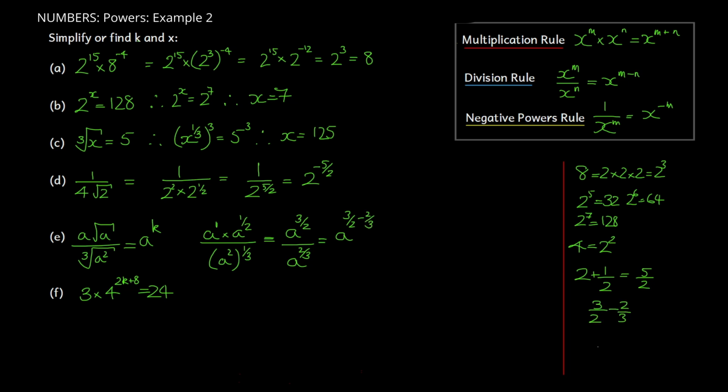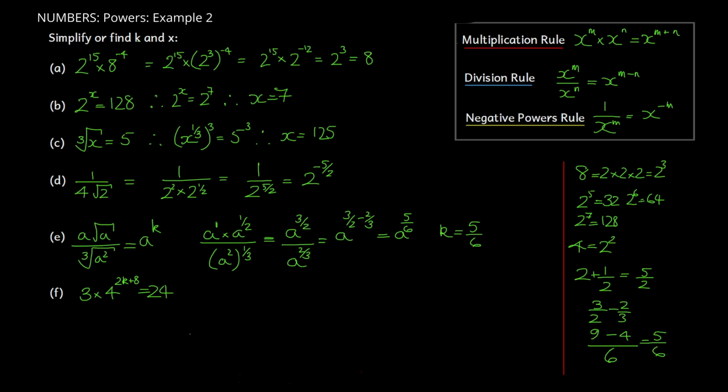Well, we can put this all on a denominator of 6. 2 into 6 goes 3. 3 times 3 is 9. Minus 3 into 6 goes 2. 2 times 2 is 4. And this answer is 5 over 6. So this is equal to a to the 5 over 6. And that means that k must be equal to 5 over 6. And that's the answer they're looking for.